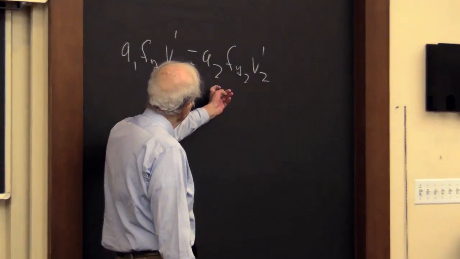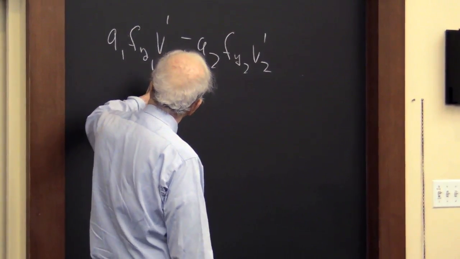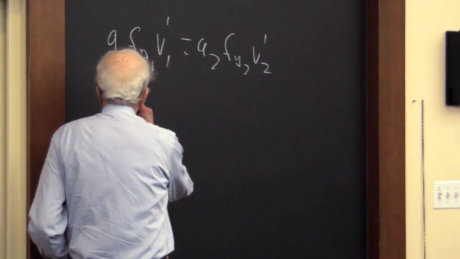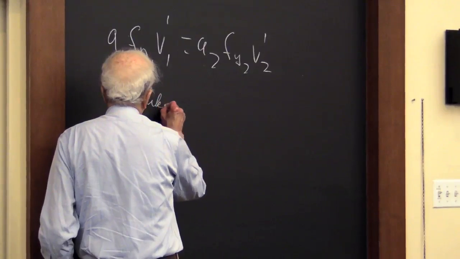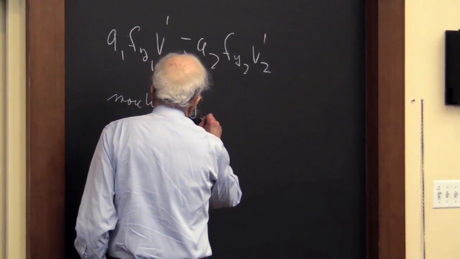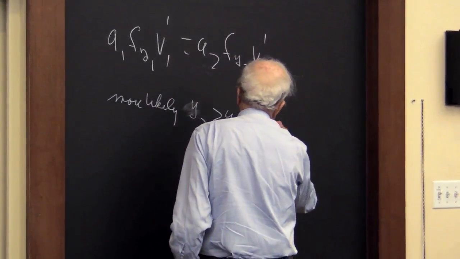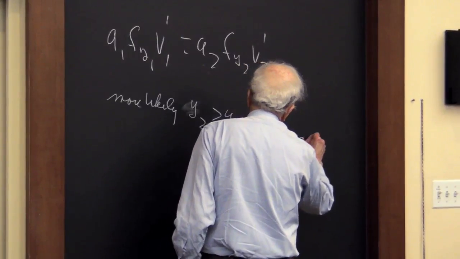And if that's greater, it's clear, and we work through the same sort of analysis, it makes it more likely that Y2 is greater than Y1 as, let's say, the ratio of A2 over A1 increases.